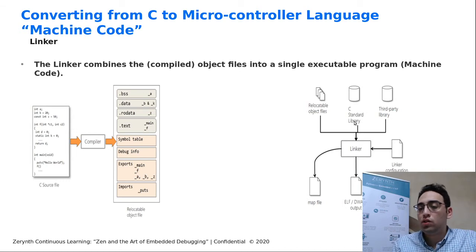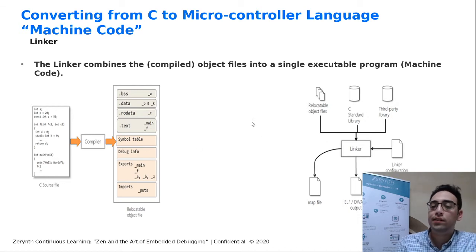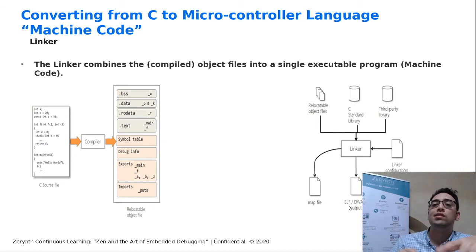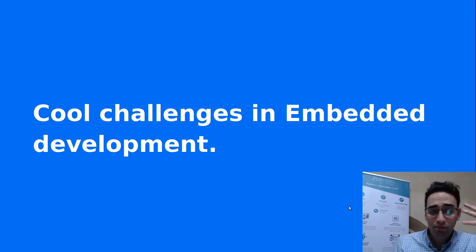But what we are concerned with right now is that the linker takes many files, many of which are output of the compiler, and then produces an ELF file, a binary file, and a hex file. These are the files that the microcontroller can understand.